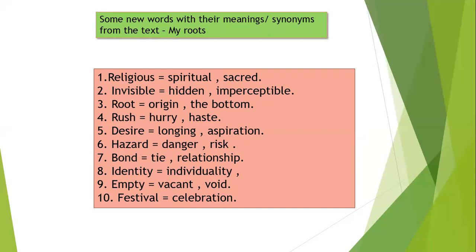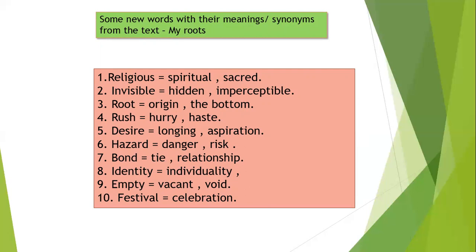Then invisible. The word is very important here. Invisible means unable to see, and synonyms are hidden, imperceptible. Root. Do you know who has roots? Actually, I think you know. A tree has roots. Today we shall read about roots. Roots means here origin, the bottom.